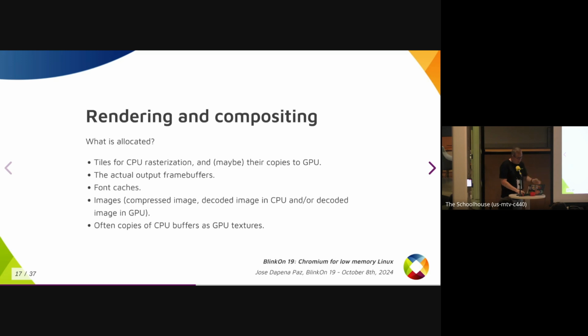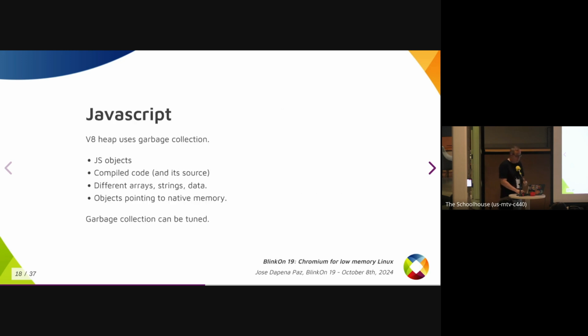Yeah, the other CPU buffers that map our GPU textures. So there can be some duplication. There are some ways to reduce that duplication, basically by avoiding extra copies.